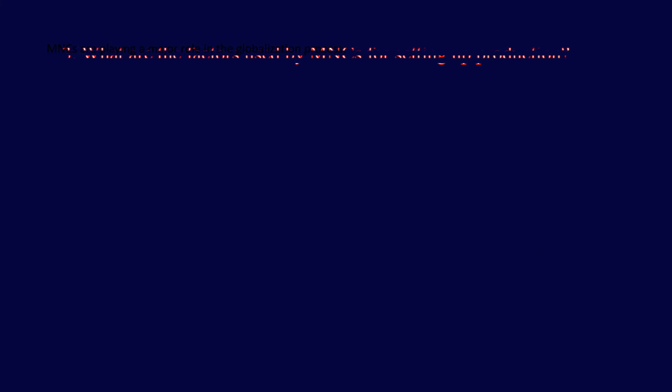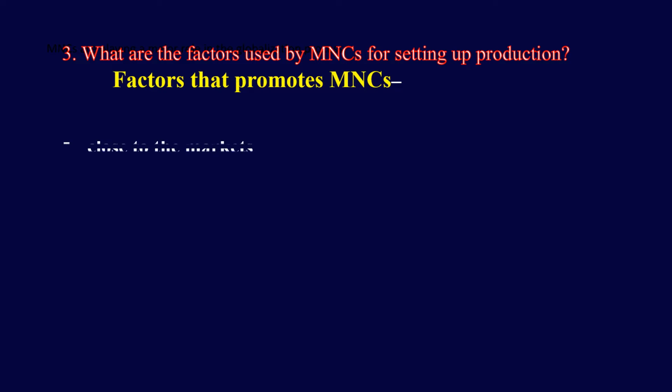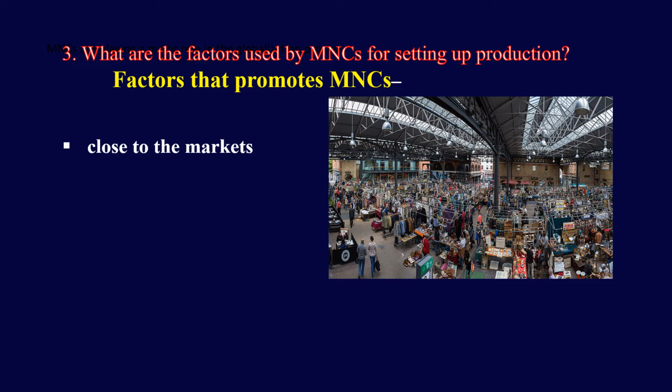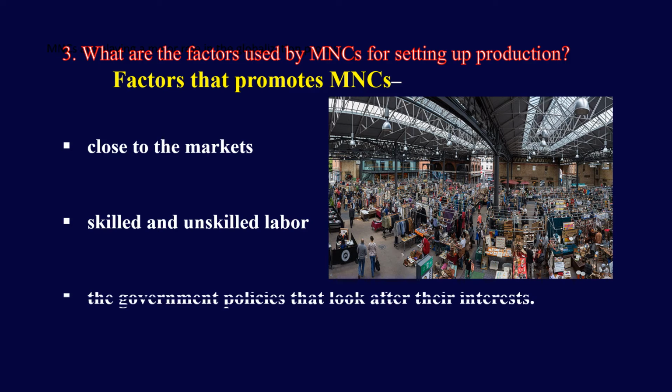What are the factors used by MNCs for setting up production in a country? The major factors are closeness to the markets. MNCs set up production units where it is close to the markets. The second factor is skilled and unskilled labor. Then, the government policies that look after their interest. Means the government of that country should not impose high taxes on MNCs. So these are the major factors used by MNCs for setting up their production units.